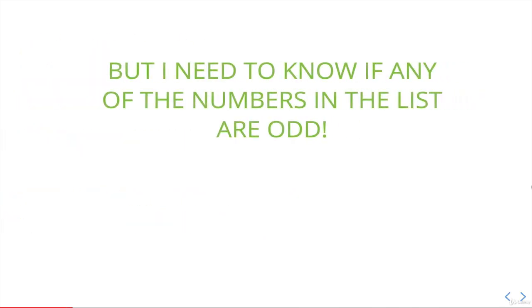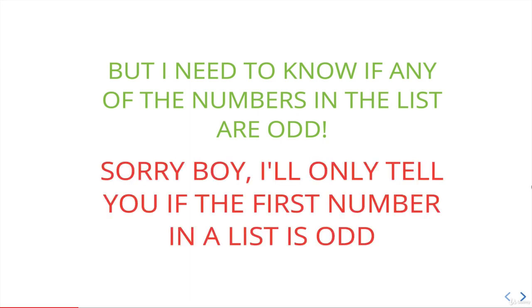And Martin is very upset because he doesn't want to fail at his task. He says, I need to know if any of the numbers are odd, not just the first one. And the dragon is even angrier, and he says, sorry, I'll only tell you if the first number is odd. That's my final offer. That's all I'll do. So then the boy has a little bit of a think. What could he do? And Martin comes up with a solution.